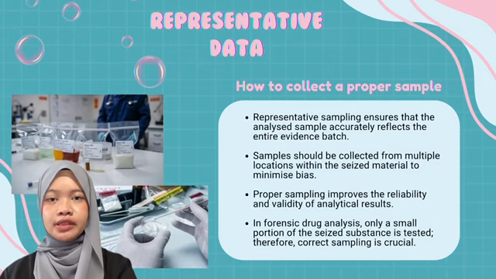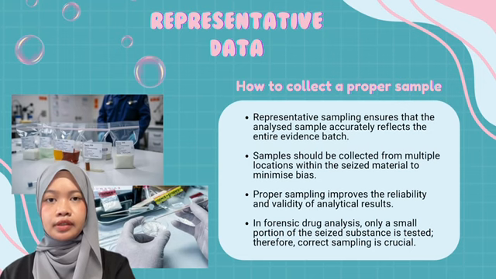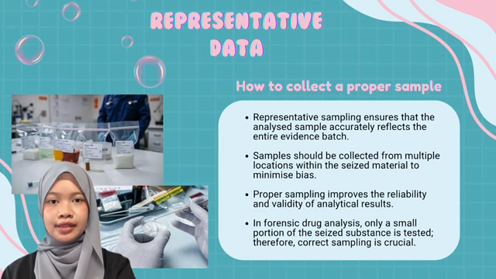Let's move to representative sampling. Representative sampling ensures that the analyzed sample accurately reflects the entire evidence batch. To reduce bias, samples should be collected from different parts of the seized material. Proper sampling improves the reliability and validity of analytical results, and in forensic drug analysis, only a small portion of a seized substance is tested. Therefore, correct sampling is essential to ensure accurate findings.